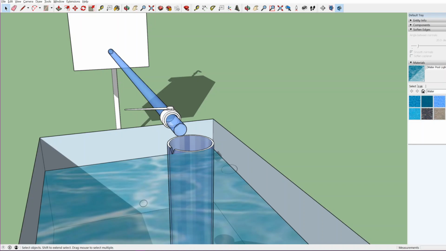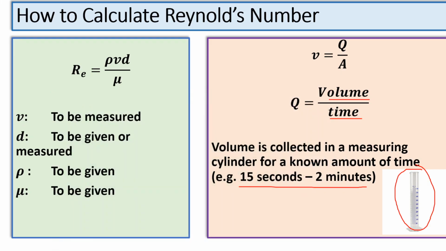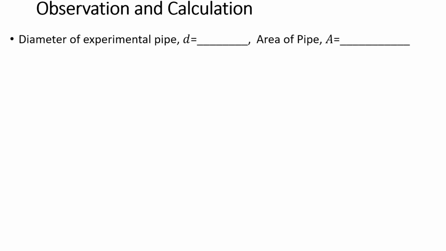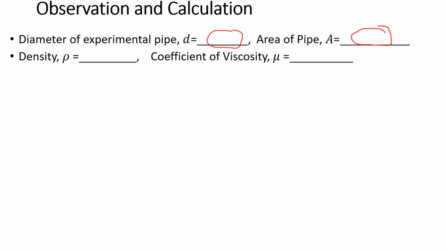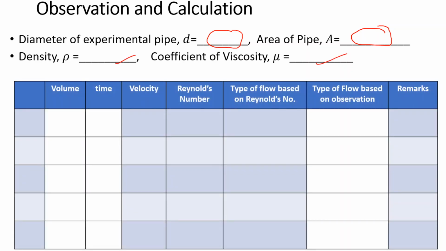and we can carry out our calculations. So in the observation table for this experiment, we'll have diameter of the experimental pipe given to us. So area of the pipe we can calculate, density and coefficient of viscosity will be known. So first we will note down the volume collected in the measuring cylinder, then the time, and at the same time we will also note down what is the flow based on observation, not based on calculation.